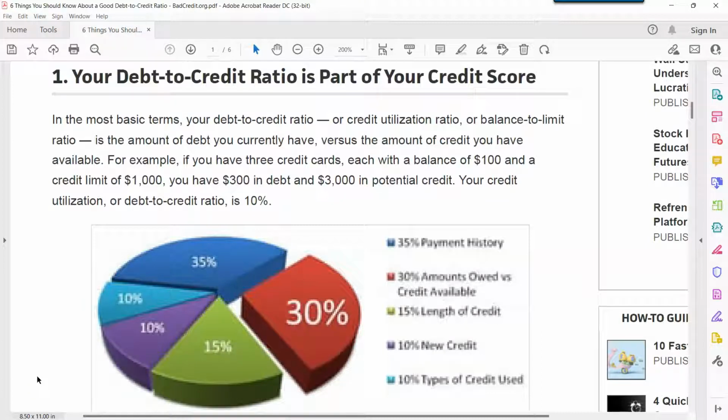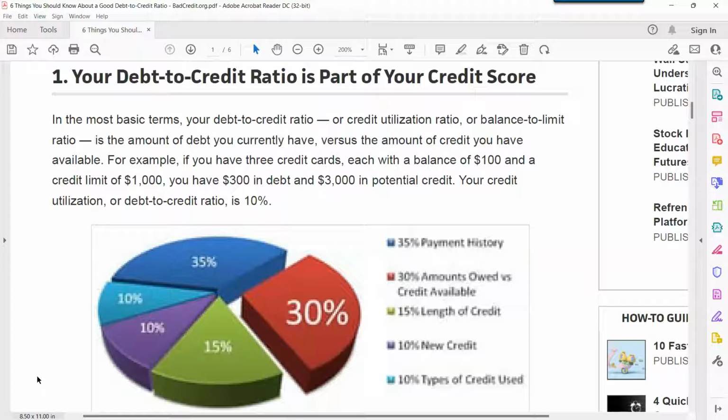Your debt-to-credit ratio is a part of your credit score. So in the most basic terms, your debt-to-credit ratio, or credit utilization ratio, or balance to limit ratio, is the amount of debt you currently have compared to the amount of credit you have available. I'd like to say that a little bit more simply. It's the ratio between the balance on your credit card to the limit on your credit card.